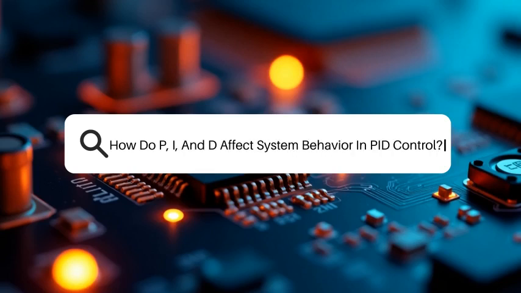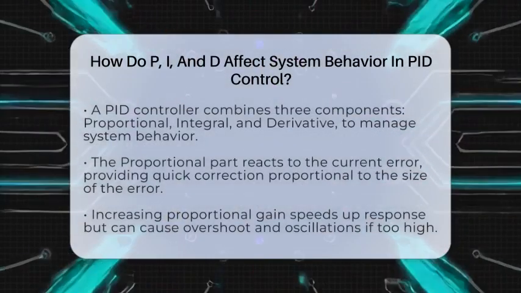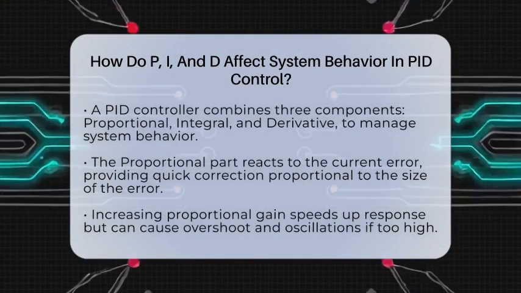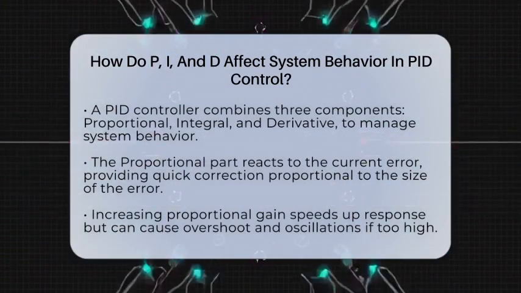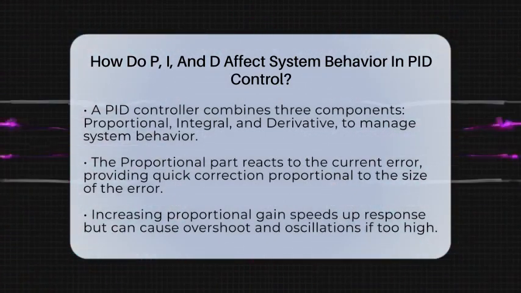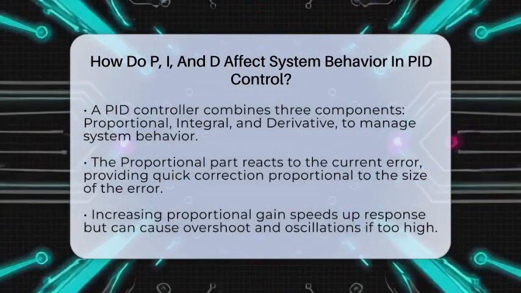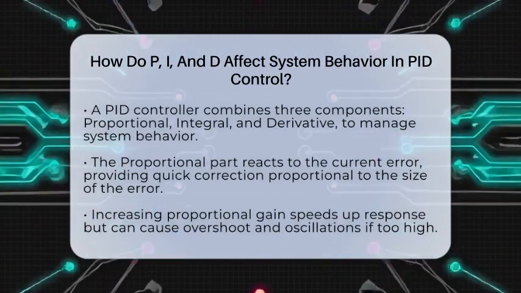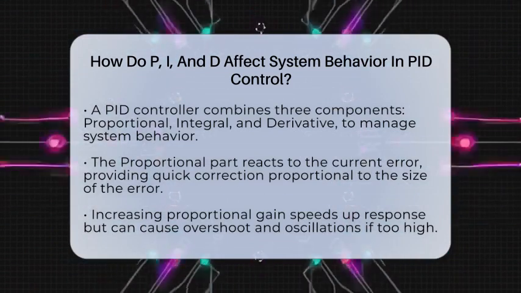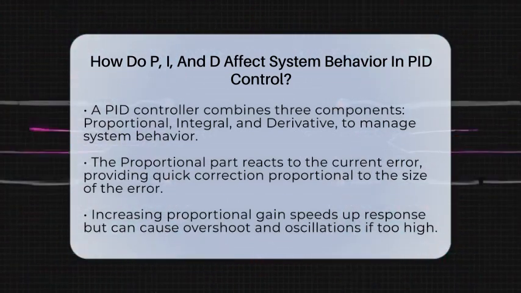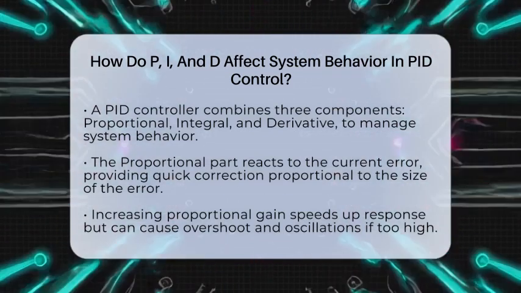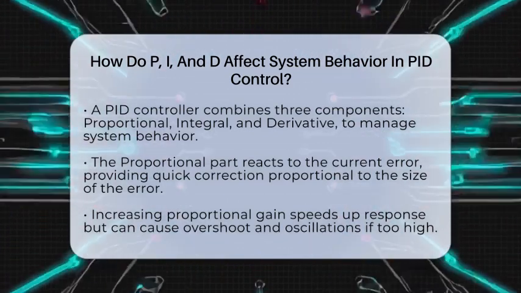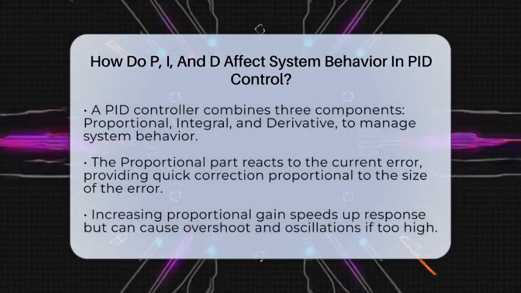How do P, I, and D affect system behavior and PID control? Imagine you're trying to keep a car steady on a winding road. You need to make quick adjustments, smooth corrections, and sometimes anticipate the next turn. That's what a PID controller does in a control system. It combines three parts, proportional, integral, and derivative, to keep things running smoothly. Each part plays a different role in shaping how the system responds to changes.